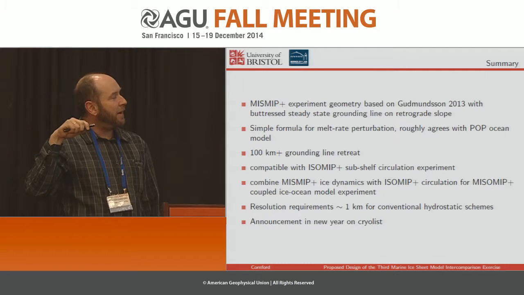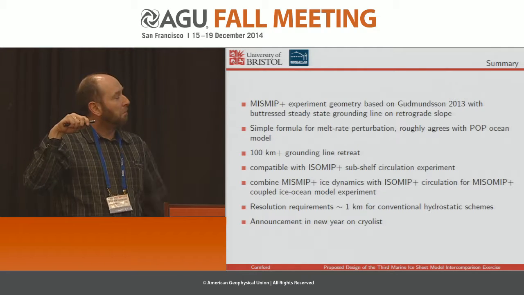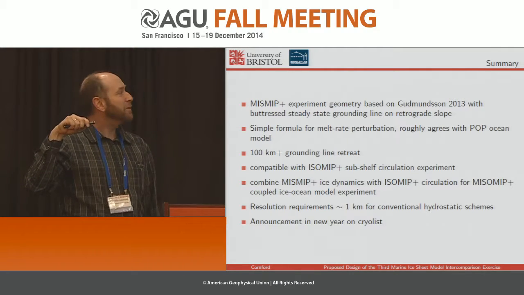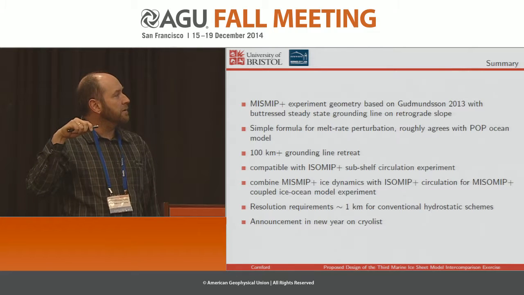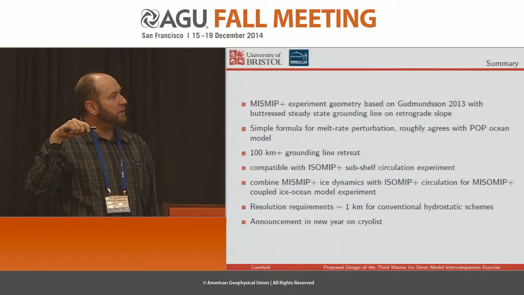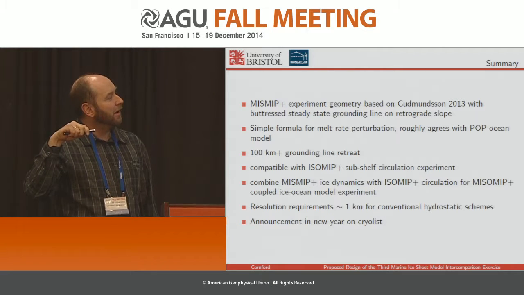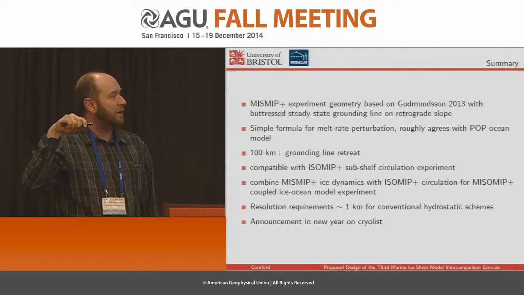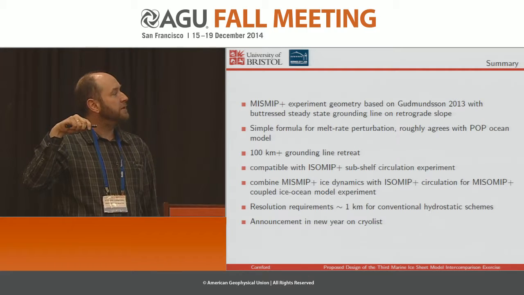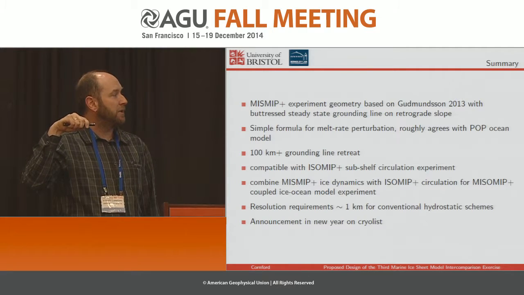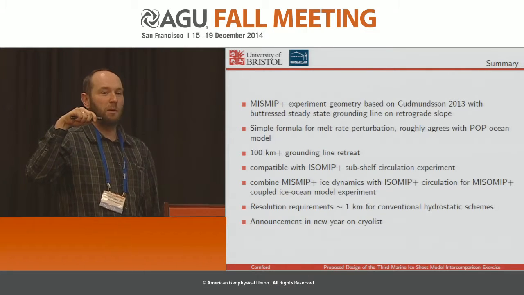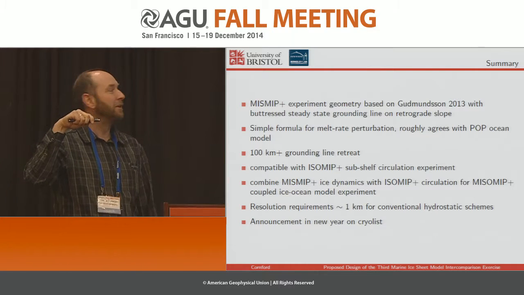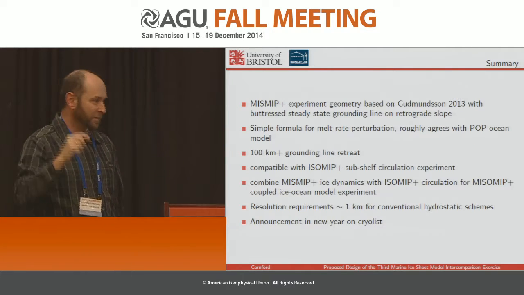You're going to need to be able to cope with about 100 kilometres of grounding line retreat, by whichever means that's coped with. So it'll be compatible with this subshelf circulation experiment called ISOMIP, which I guess stands for the Ice Shelf Ocean Model Intercomparison Project, and then there's going to be a coupled model intercomparison somewhere down the line as well. And for conventional methods, I think you need a resolution of about 1 kilometre. We'll announce in the new year on Cryosphere what we plan to do, and there'll be an opportunity for people who think it's a terrible idea to tell us. Thank you.